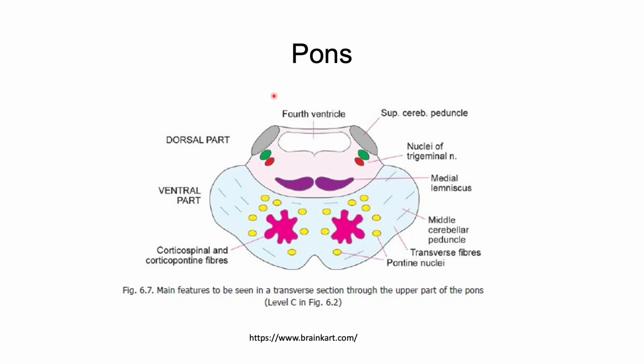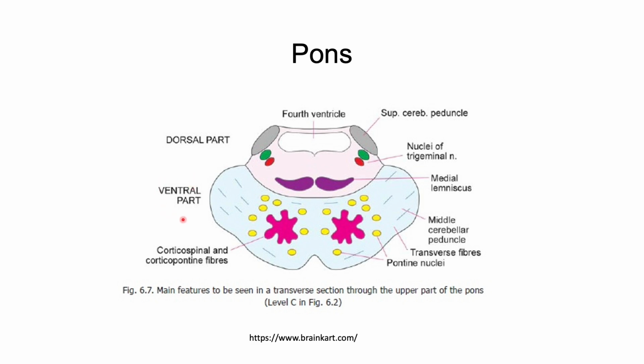So this is a schematic representation of a section in the pons, and the pons is characterized in that it is divided into two parts. The dorsal part is this one, and the ventral part is this one. The dorsal part is similar to what we said about the medulla. It contains different ascending and descending tracts. It also has different nuclei for cranial nerves.